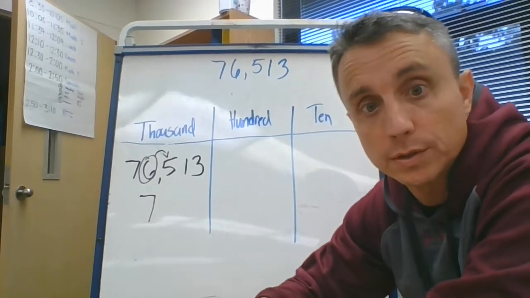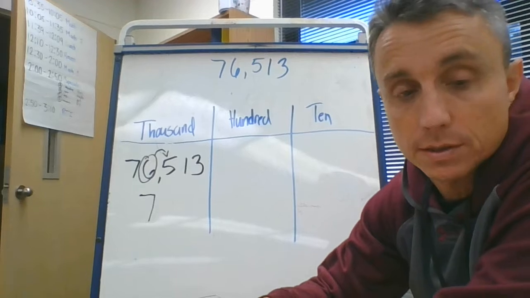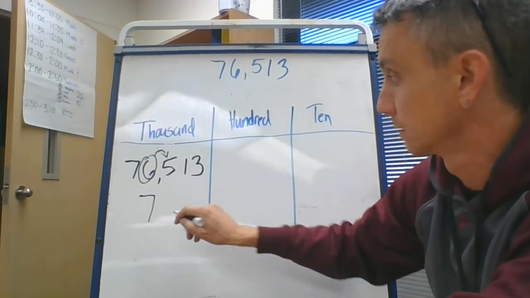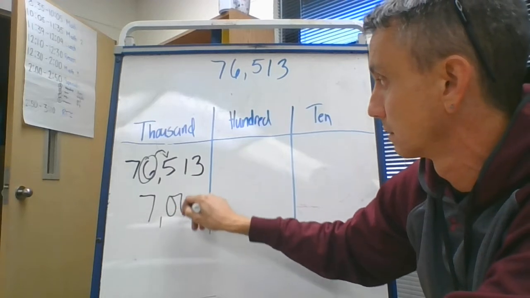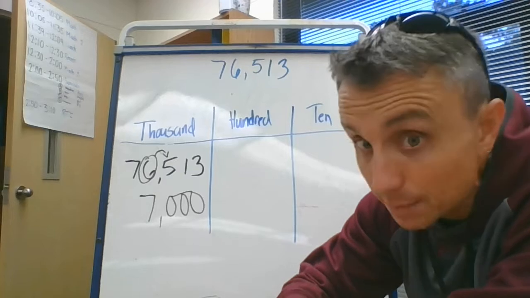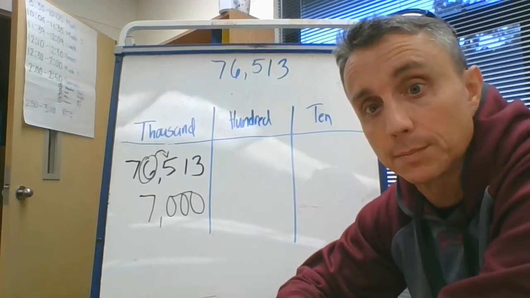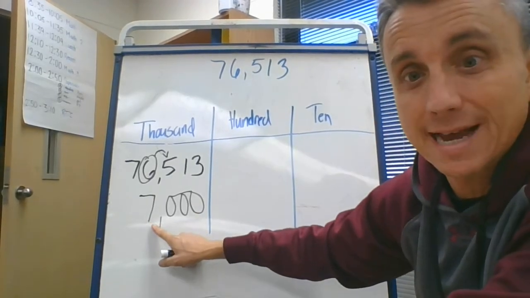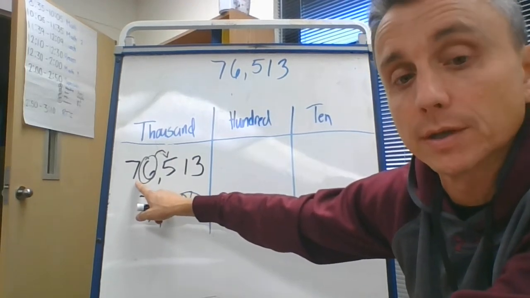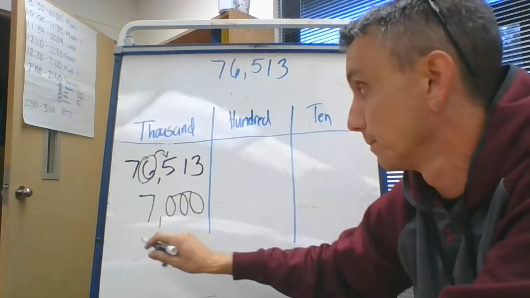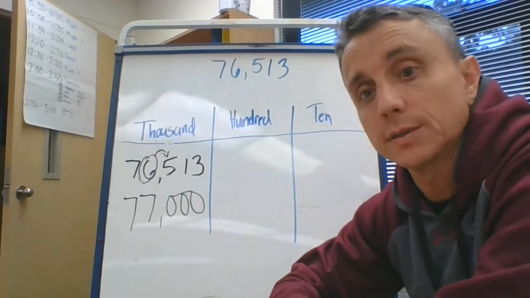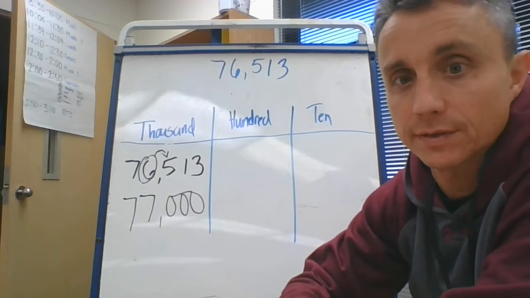Now, what to do? Well, we simply follow the rest of the song. Look to the right, put zeros in sight. Are we done? Certainly not, because we didn't drop down the remaining numbers. We rounded to the nearest 1,000, but there's still those 7 10,000s left, so we're going to make sure we put that in our rounded number. All right, so 76,513 rounded to the nearest 1,000 is 77,000.